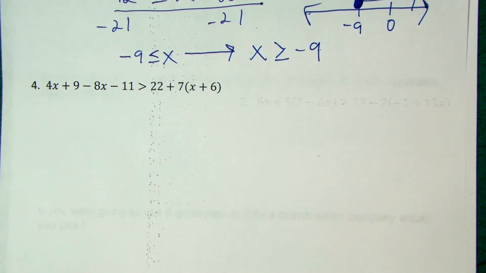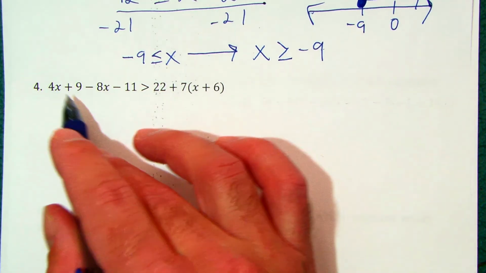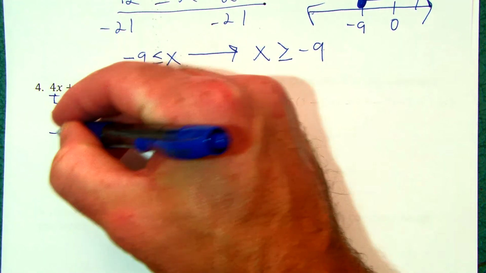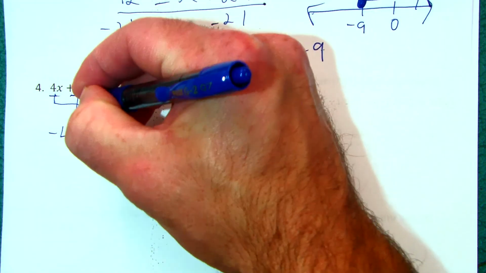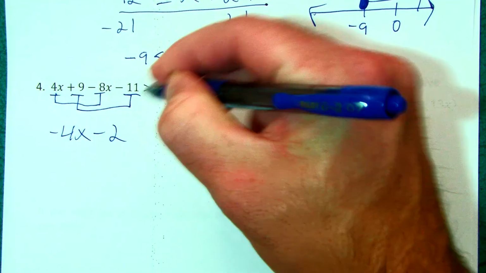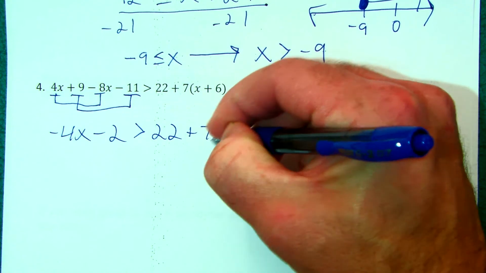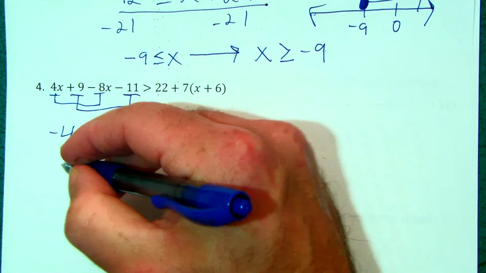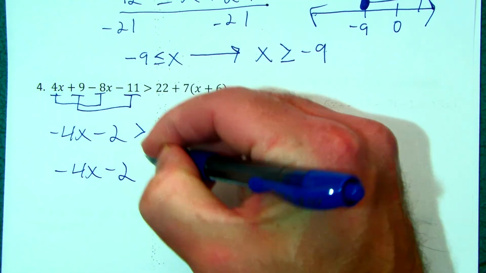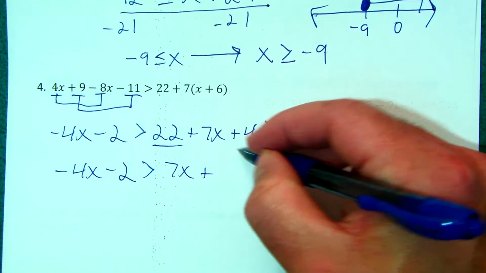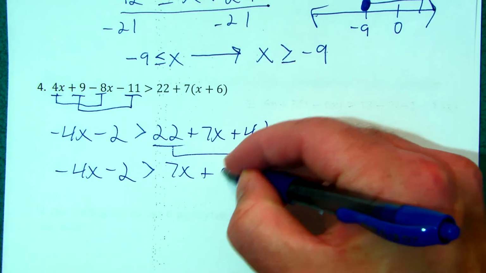All right, last up here, we're just solving plain old inequalities. Again, lots of combining like terms here. We have 4x minus 8x. We got 22 plus 42 on the right there, so it'll be 64.